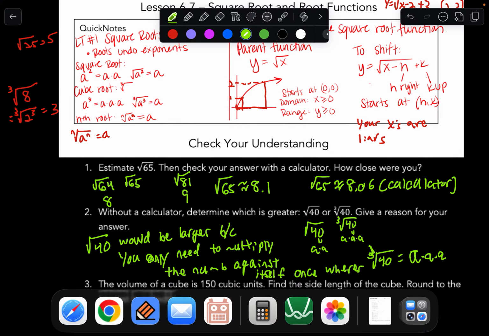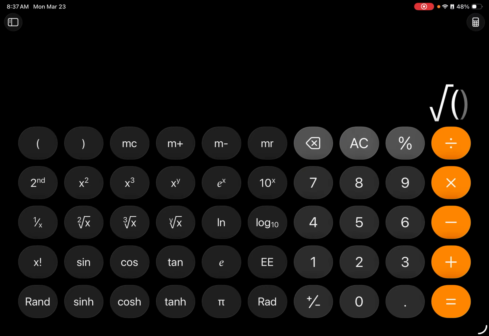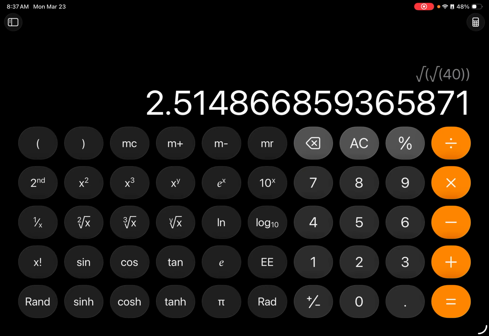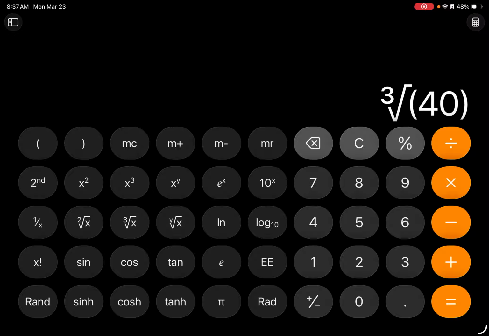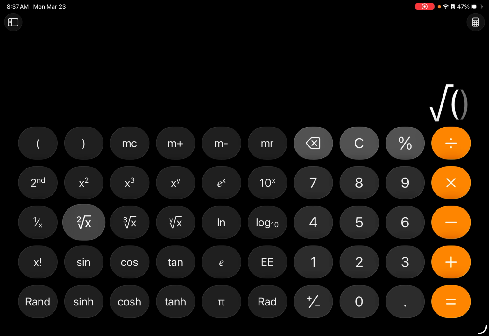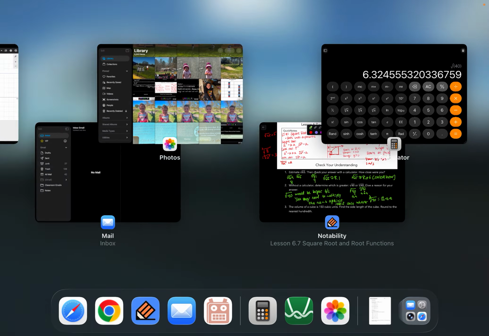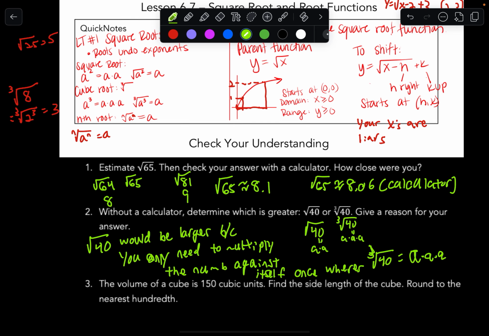And we can actually see what the difference is. So the square root of 40 is 6.32, and the cube root of 40 is 3.41. All right? So you can see the square root is bigger than the cube root.